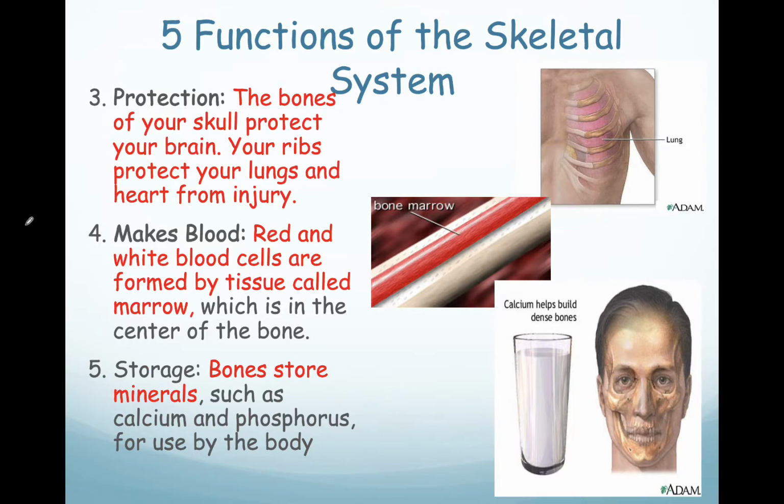The 4th one is that it makes blood. In your bone marrow, you have cells that make blood cells, both red and white blood cells. Red and white blood cells are both formed by bone marrow, and that's going to be found in the medullary cavity of bones. The medullary cavity is this open cavity that's in the middle of the bone.